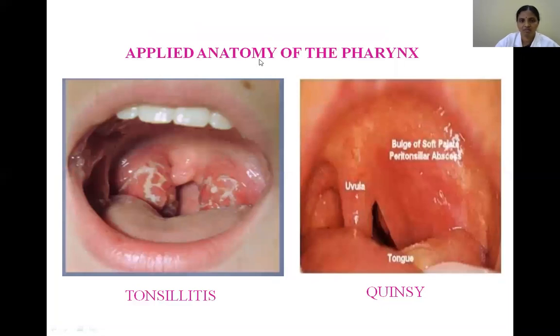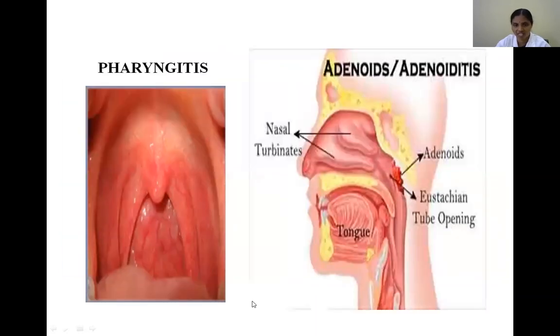Then what are the important clinical aspects? See, this is tonsillitis. On the lateral wall of the oropharynx there is a tonsil. If there is any inflammation, tonsillitis means inflammation of the palatine tonsil. Then quinsy is a peritonsillar abscess. See, this is the uvula and the palatoglossal arch. Outside this tonsillar fossa is a peritonsillar abscess, otherwise called quinsy.